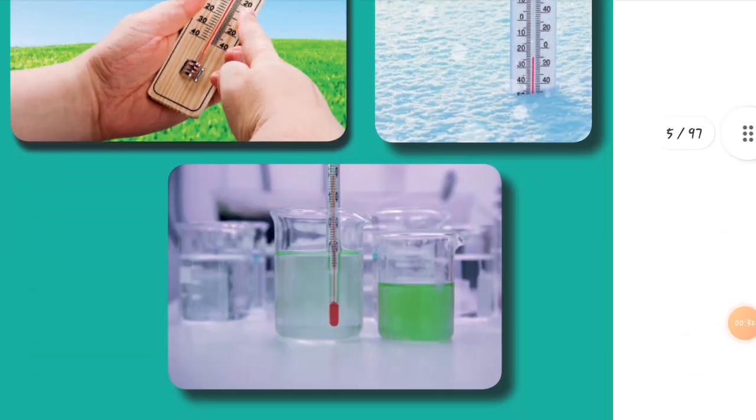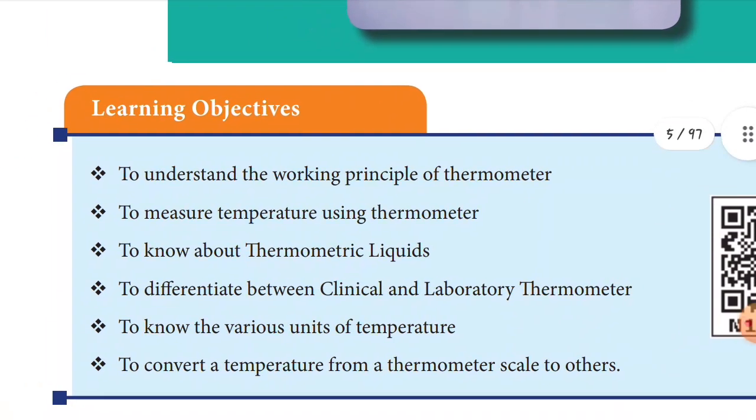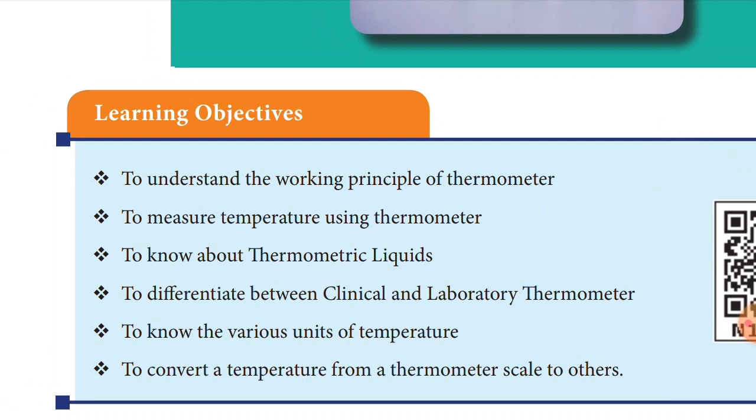And see the third picture, children. This picture indicates a laboratory. We are using the thermometer to measure the temperature of the given liquids. Okay, fine, children. In this lesson, these are the learning objectives. First, to understand the working principle of the thermometer, and the degree Celsius and degree Fahrenheit scales. Second, to measure the temperature using a thermometer. Third, to know about thermometric liquids. Fourth, to understand the difference between the clinical and laboratory thermometer. And the next one, to know the various units of temperature.